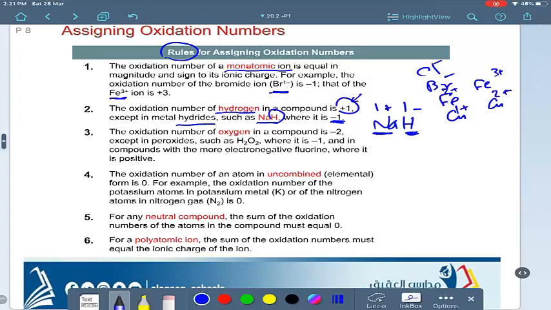The third rule is related to oxygen. Oxygen, as you know, has a charge or oxidation number negative 2, except in some compounds called peroxides, like H2O2. This is called hydrogen peroxide. Or sometimes Na2O2, sodium peroxide, and also H2O2. In the peroxides, at this moment, oxygen has negative 1, not negative 2. Okay?